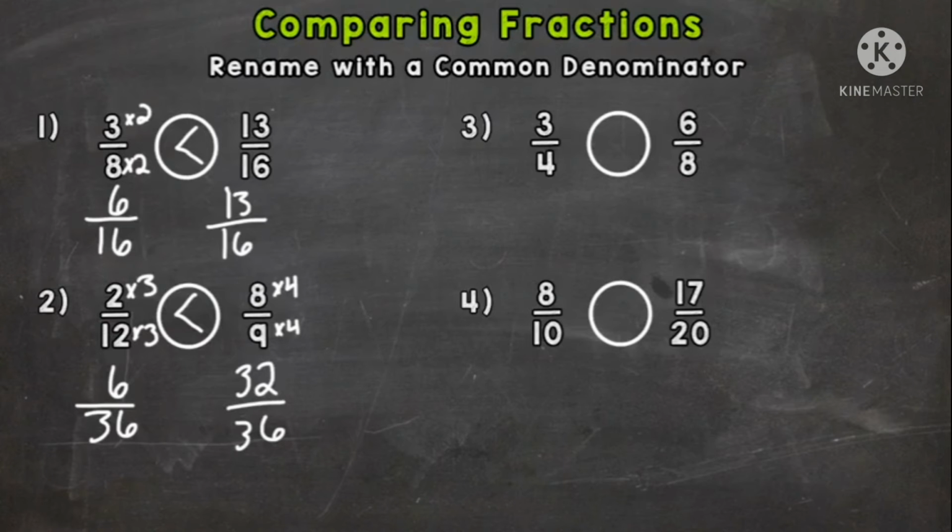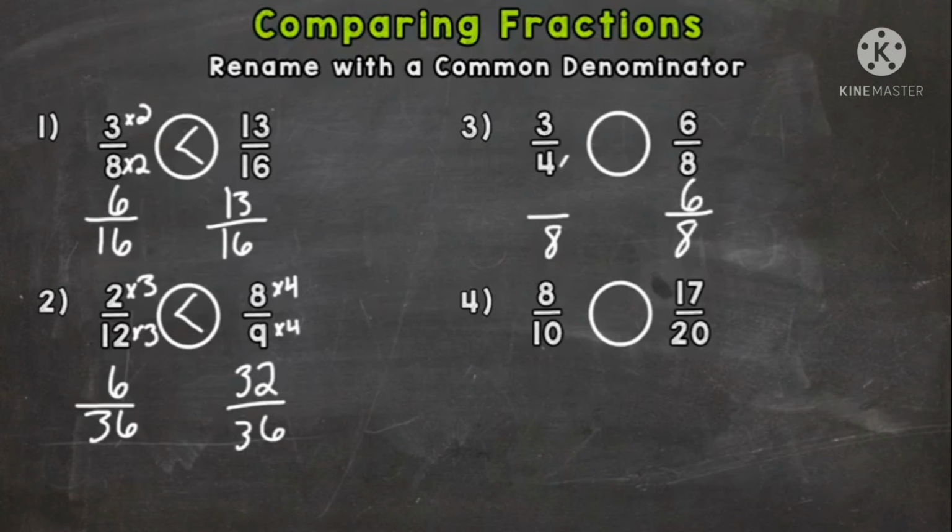Now, both of these fractions are over half, so we can't use the benchmark strategy here with these fractions. So we're going to need to find a common denominator and rename. So 3/4 and 6/8. So we have a 4 and an 8. And our common denominator is going to be 8. Now that second fraction, 6/8, already has that denominator of 8, so we do not need to do anything. We're going to leave it as is.